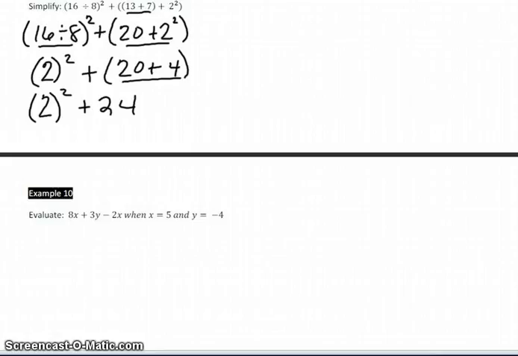So now I can move on to exponents. And 2 squared is going to give me 2 times 2, which is 4, plus 24. And the last thing I do in this case is add or subtract left to right, and that is 28.